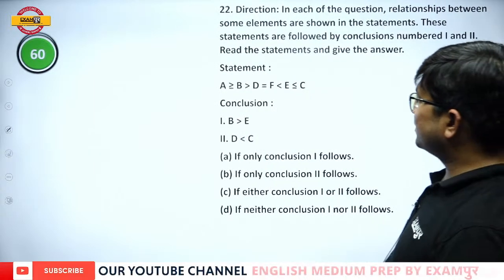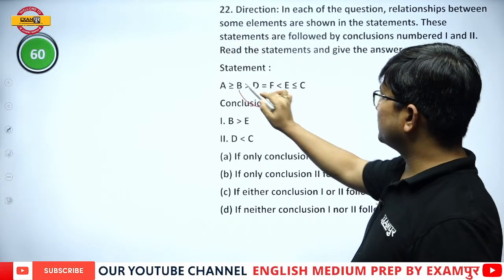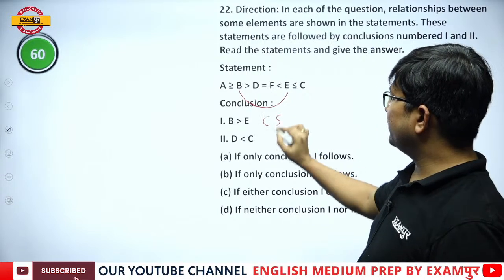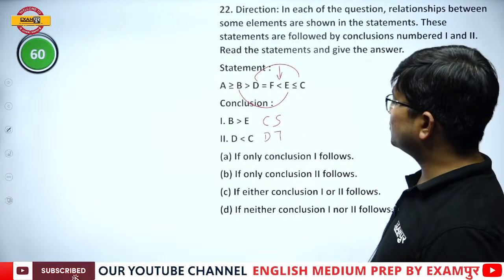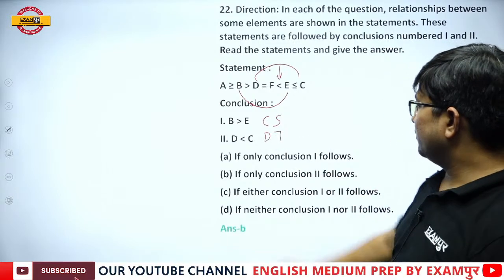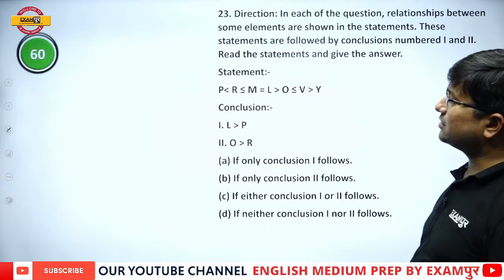Next, B is greater than E. Opposite symbol between B and E, can't say. Between D and C, this will ensure D is less than C. D is less than C. So it is true. Answer is option number B. Only second is true. Only second is correct.